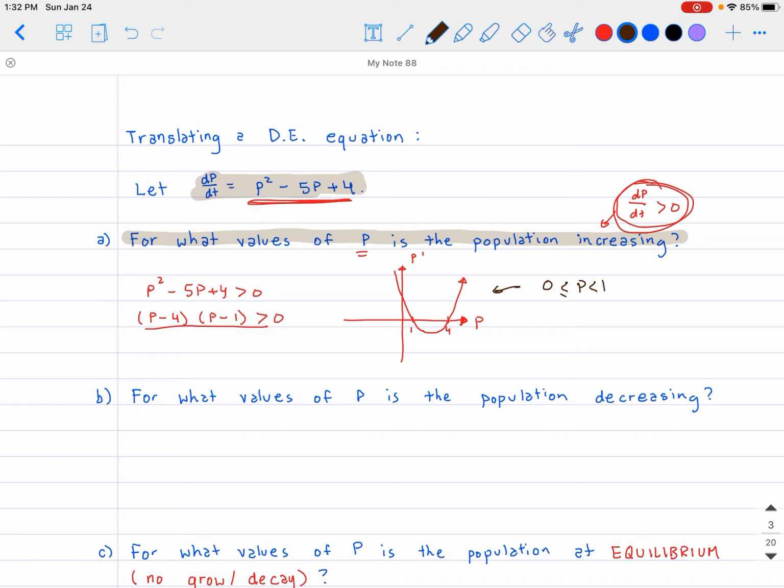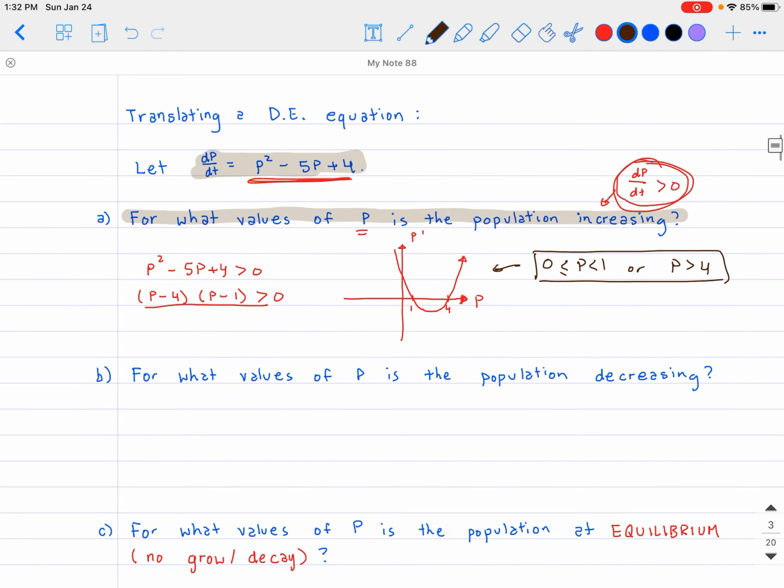And if you're wondering how come I don't include p that's less than 0, well, that's because population is positive, right? It's never a negative number. Or the other case is when p is greater than 4. So that's when your population is going to be increasing, okay?